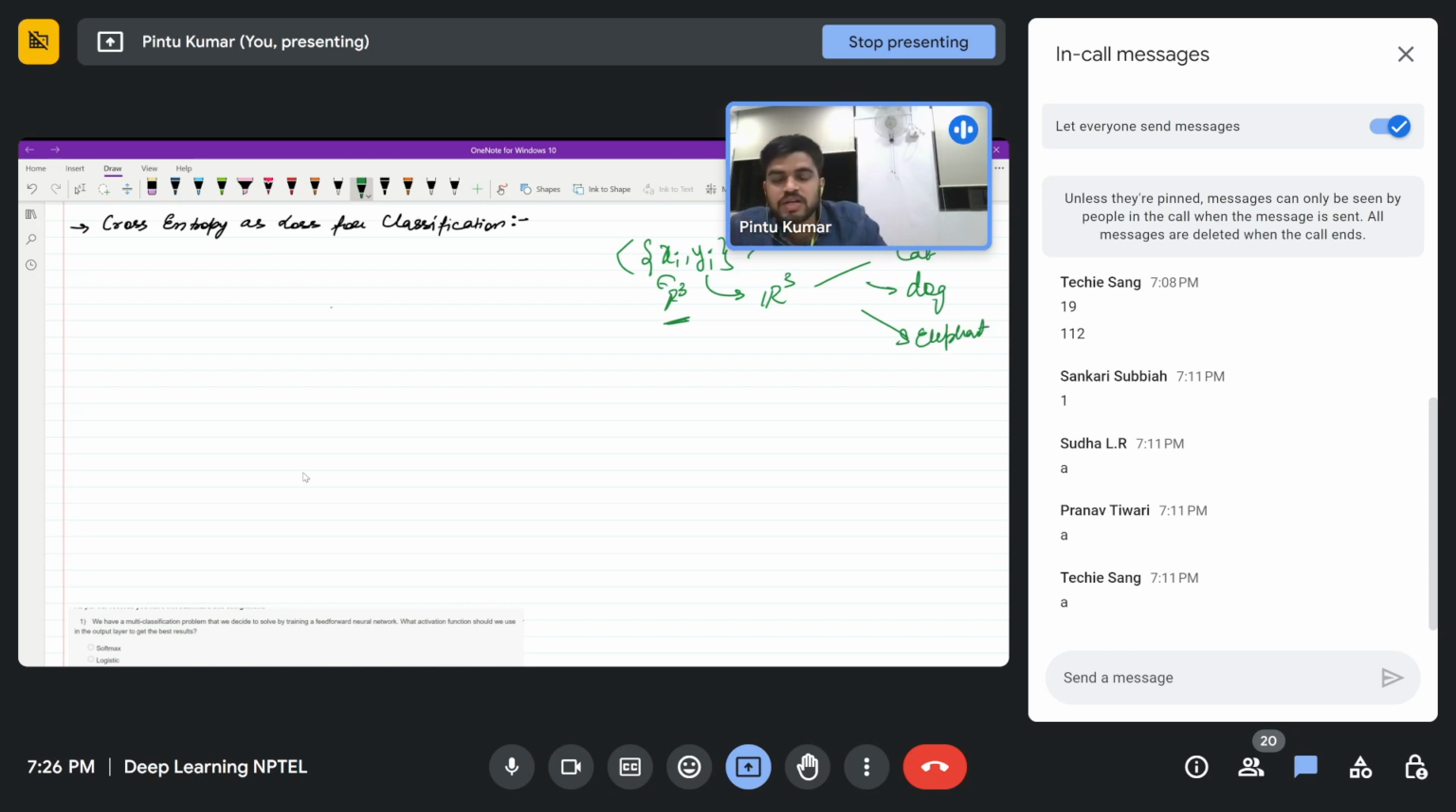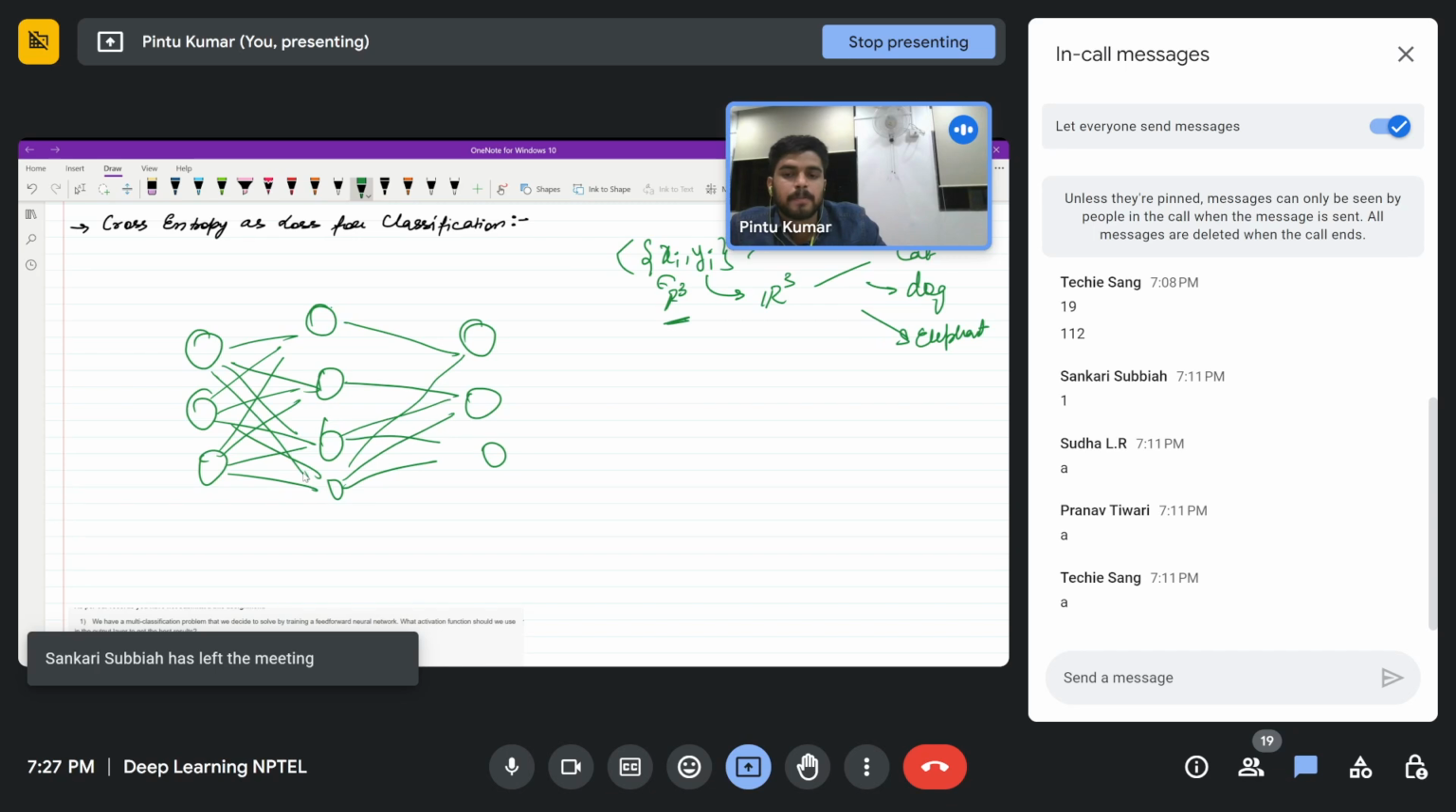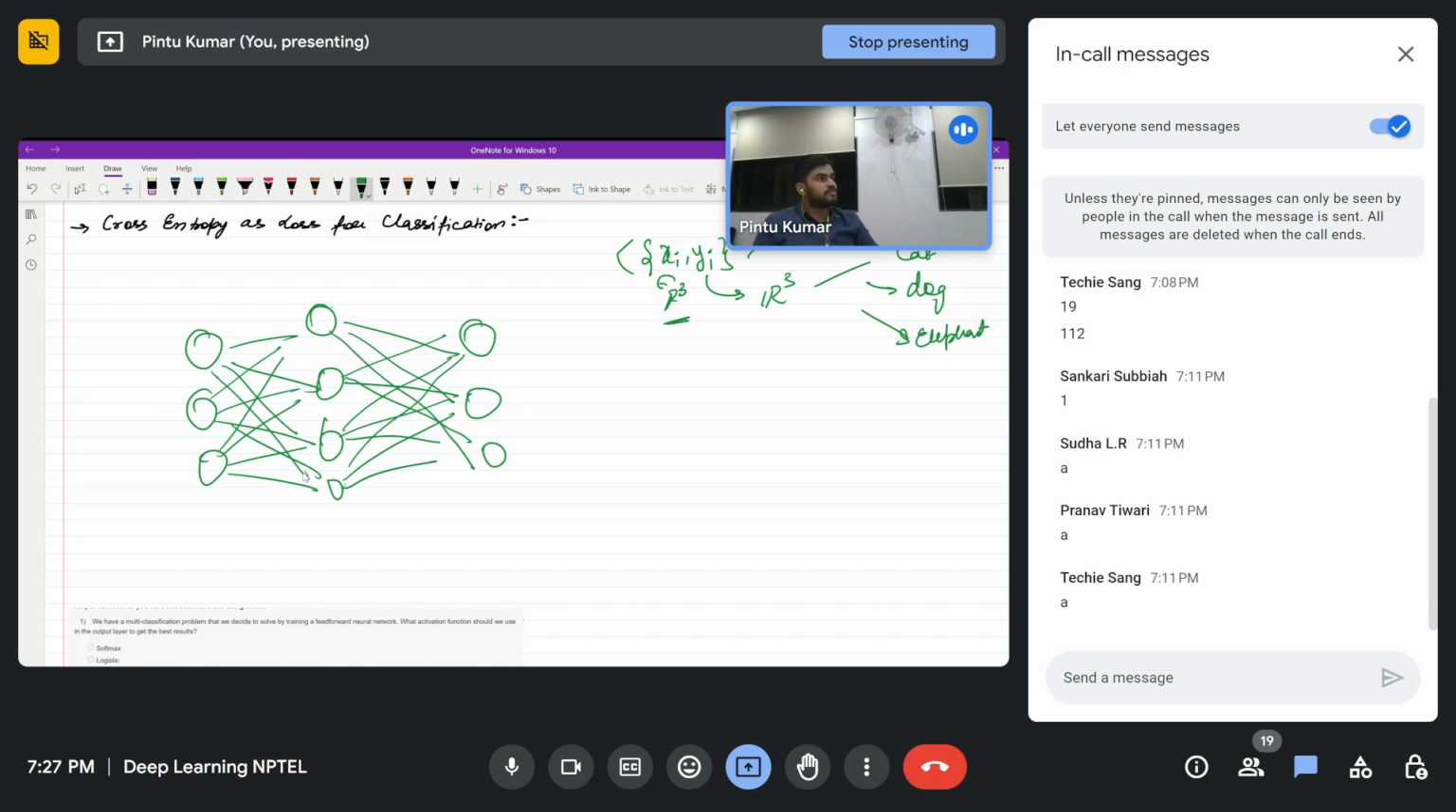So how would your neural network look like? It will have 3 inputs because this is R3. Then it will have some hidden layer, and there would be connections between these. And then there would be 3 output nodes. So this is how your neural network would look like: some input, some hidden, and some output.